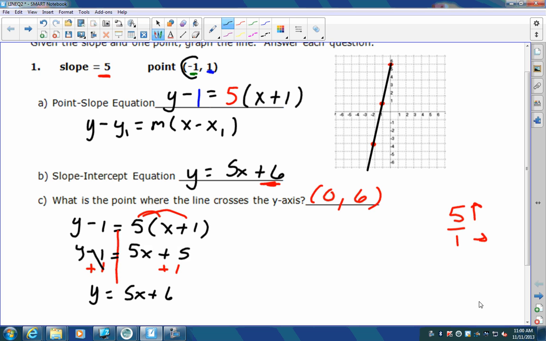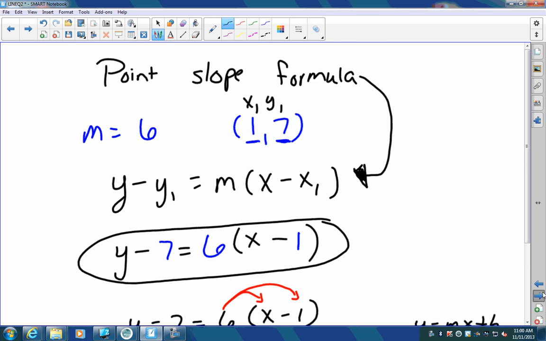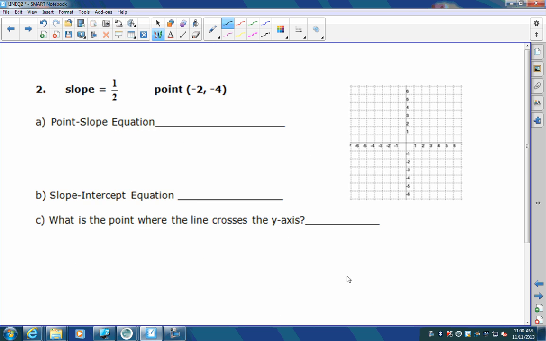Let's try number 2. All right, point slope formula. y minus y1 equals m times x minus x1. Well, let's substitute it in. y minus y1. Okay, so x1, y1.